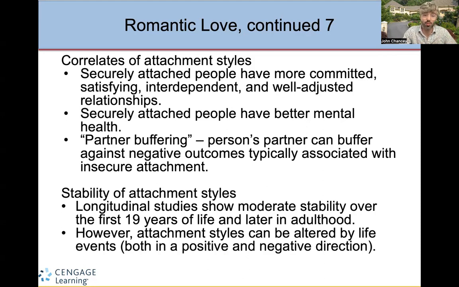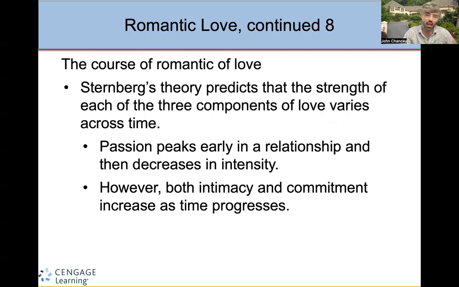And looking at attachment style from a long-term standpoint, longitudinal research shows that it's fairly stable, especially for the first 19 years of life. Basically, going from childhood into adulthood, attachment style is pretty stable. It doesn't mean it can't change, but it's fairly difficult to change. It can be altered by life events, both positive and negative. So it's definitely not written in stone, but it's not always easy to change.